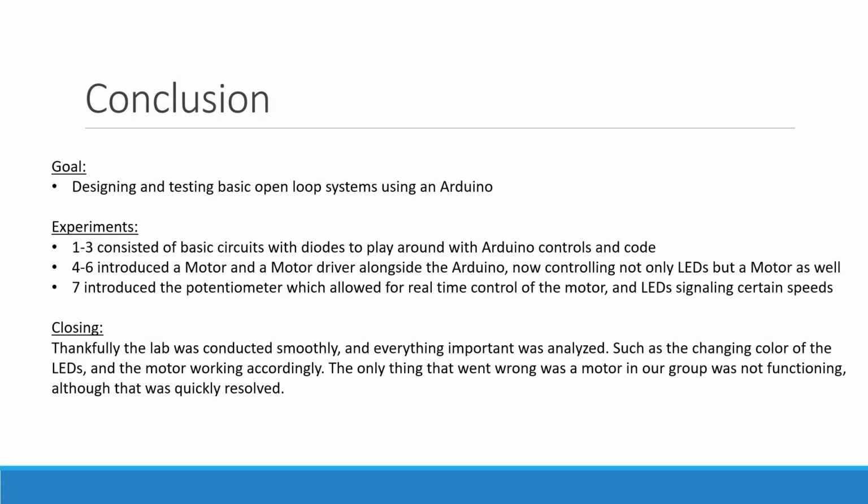Hello again, this is Brennan, and I'll be covering the conclusion. The goal of this lab was to design open-loop systems and test them with the Arduino, which our group believes we covered very well. The first 3 experiments focused on manipulating diodes with the Arduino. Experiments 4 through 6 showcased how a motor could be used with it, and lastly, Experiment 7 added a potentiometer to the circuit, which allowed for control over the speed of the motor.